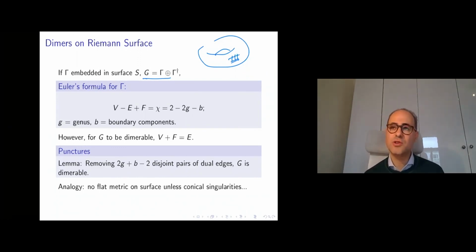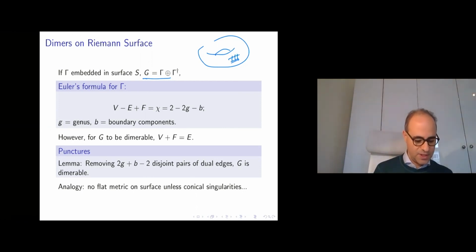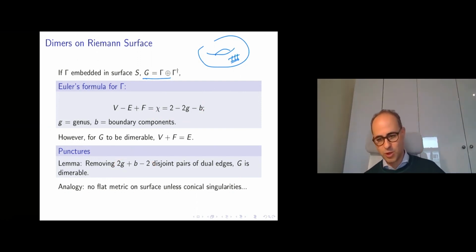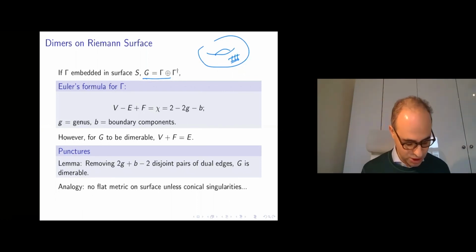There's maybe an interesting analogy you can make with geometry, which is that if you're given a surface and you try to put a flat metric on it, so a metric with no curvature, then you can only do it if this number is 0. And if this number is non-zero, then what you have to do is introduce a certain number of conical singularities. So, okay, it's a bit of geometry, which maybe is not relevant, but there is an analogy which is quite nice.